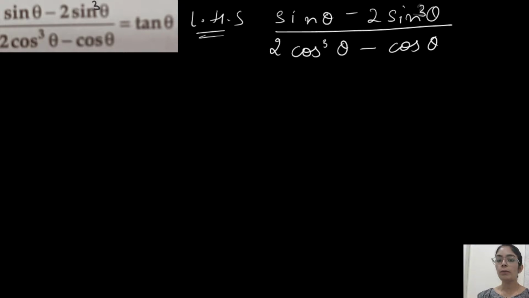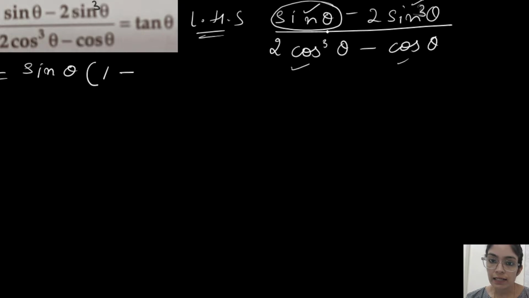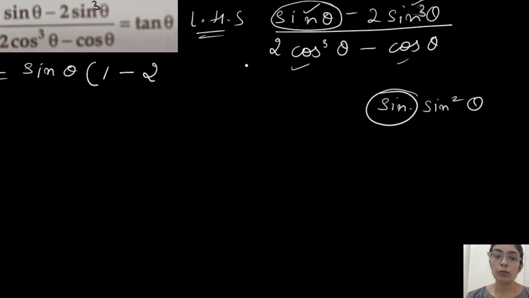See, 6 rules I have told you. In these 6 rules we can apply taking out the common factor. So sin is present in both the terms of the numerator and cos is present in both the terms of the denominator. So that means we can take out the common factor. See, if I take sin common from the numerator, what will be left behind? 1 minus 2, and from sin cube, which is sin into sin square, 1 sin we have taken out, so sin square is left behind.